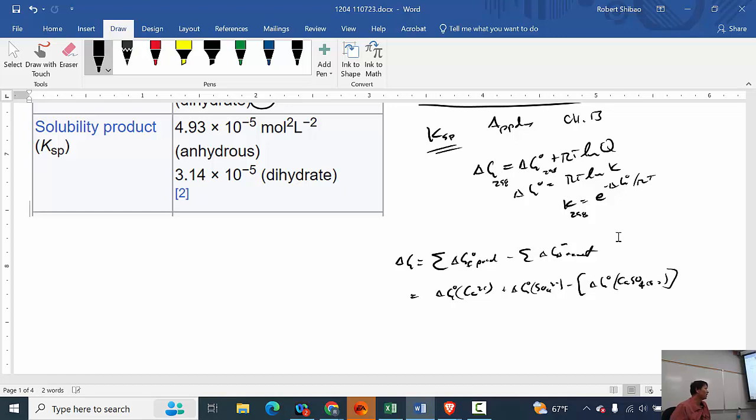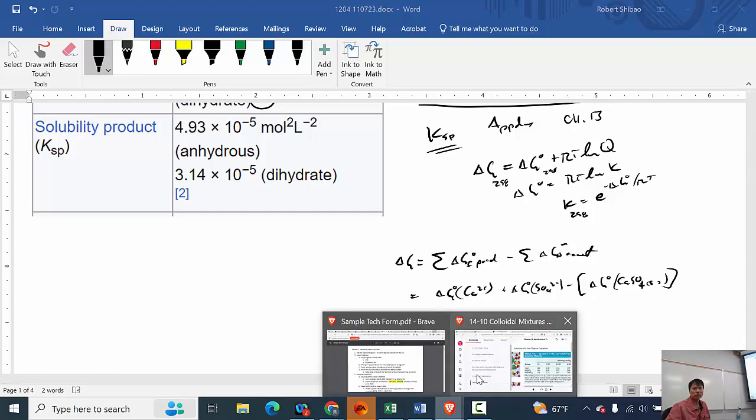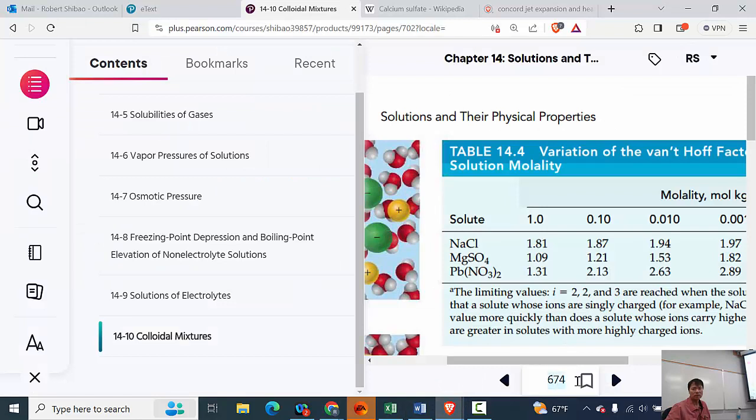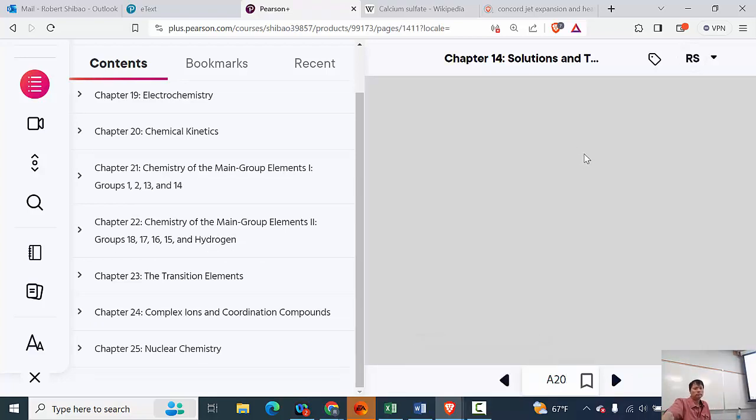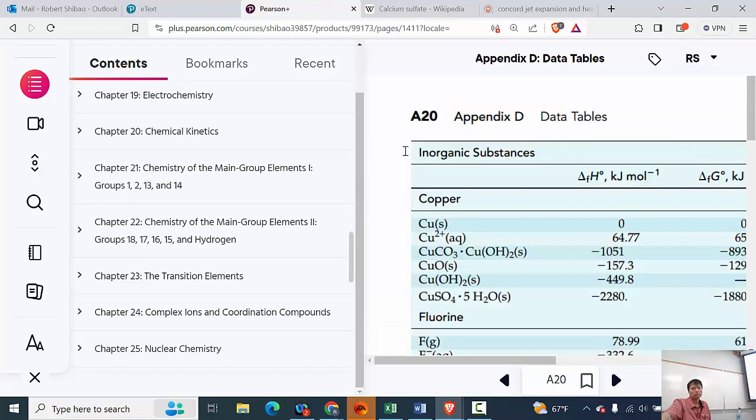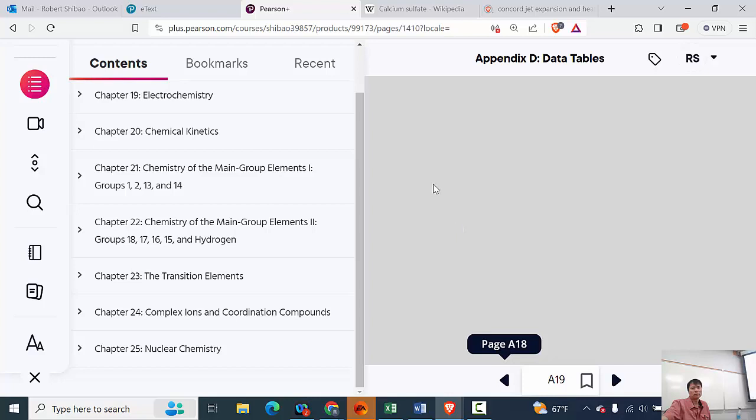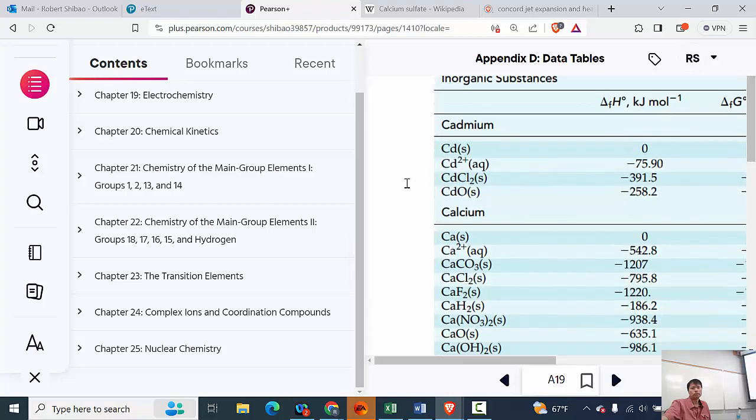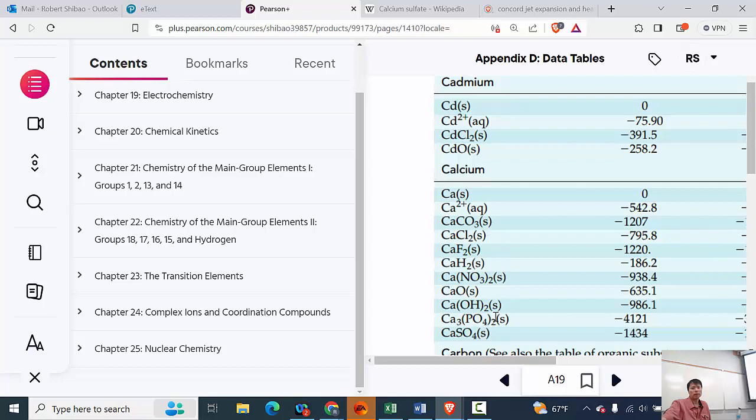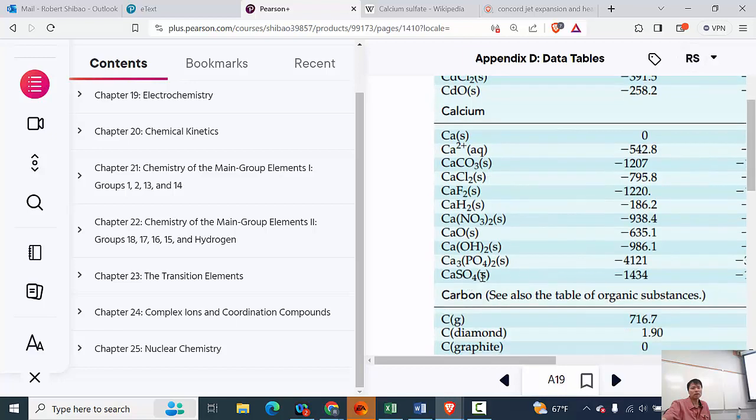Now, if we have the data, that would be great, and we can calculate it. So let's see if the data is available. Calcium for sure, sulfate for sure, but calcium sulfate, I'm not sure if we have that data. So let's go to Appendix D and see if we have that data, which would probably be A20. No, A19. Okay, yeah, we're in luck. We have delta G, calcium sulfate.